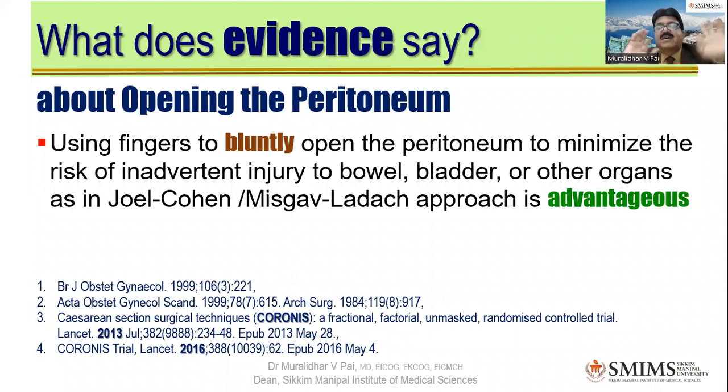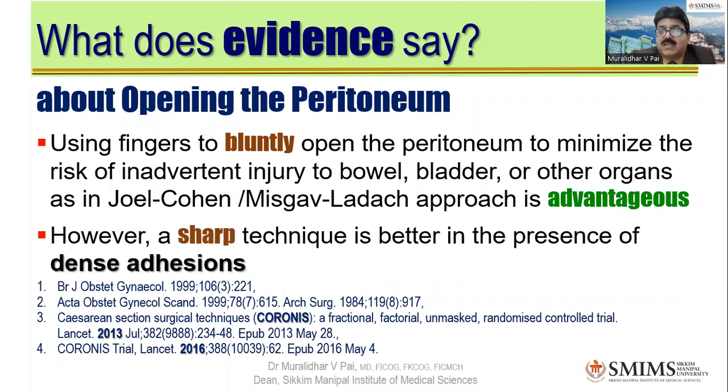You just tear with the fingers. The only problem is if there have been adhesions, if it's a previous cesarean section, there can be an adherent bladder that may be pulled up, and there can be adherent bowels also. Especially when the bladder is pulled up, you should not go for blunt dissection. You should always go for sharp dissection. Otherwise, you can tear the bladder base. So if there are adhesions, you have to go for the sharp dissection technique.